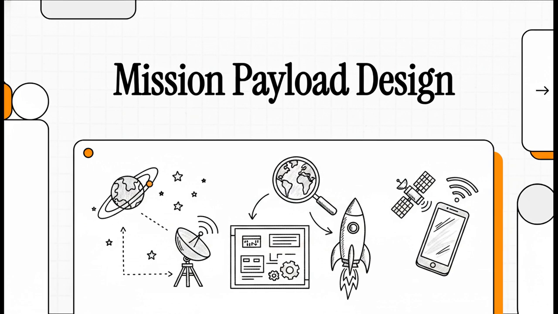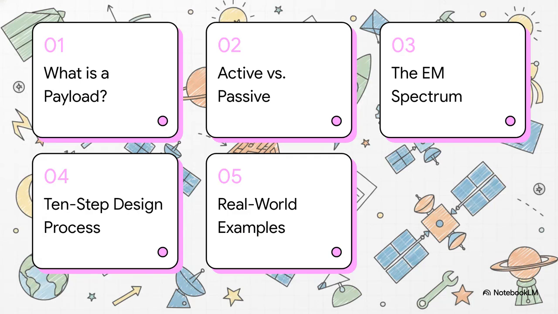We're going to break down the mission builder's blueprint step by step. So here's our roadmap for today. First, what is a space payload? Second, the subject, active versus passive. Third, seeing the electromagnetic spectrum. Fourth, the 10-step design process. And fifth, real-world payload examples. Let's explore how engineers build a space mission piece by piece.